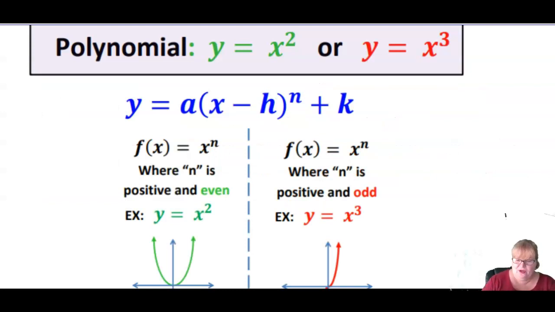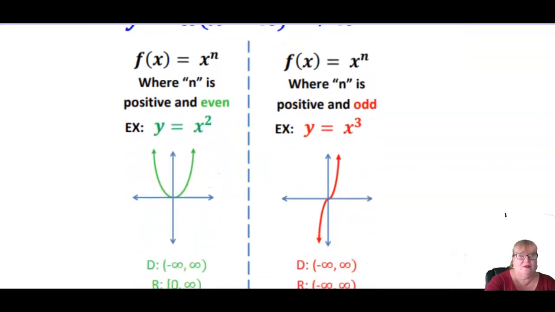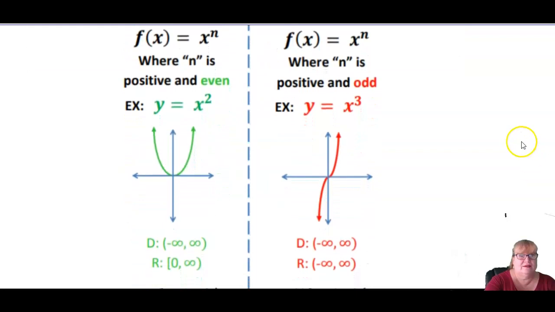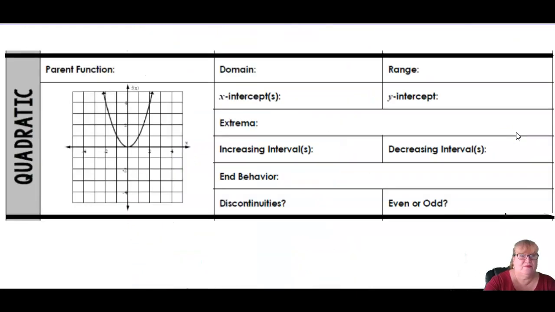All right, we're going to talk about these as two separate functions. This slide shows that they all have the same transformation pattern. Okay, but we're going to talk about this one as quadratic. It's this shape, and this one as a cubic, when it's an odd degree. So we'll do quadratic first.